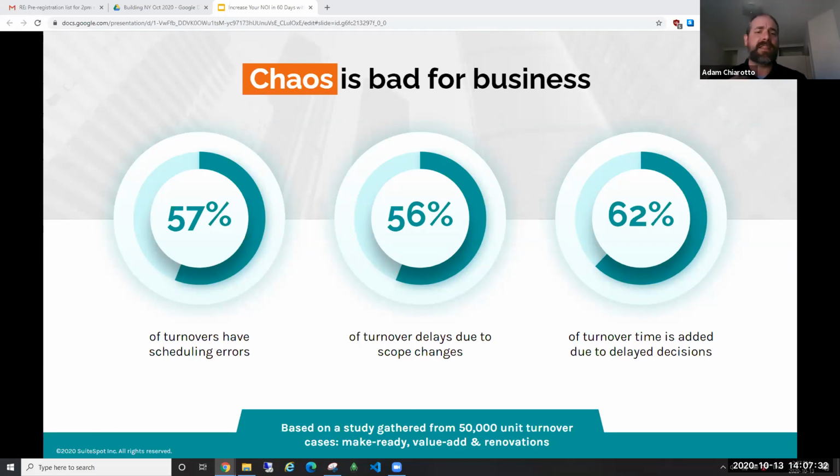So we want to make sure that when that turnover process is underway, everything is ready. We've got all the materials we need. We've got all the vendors we need. Everybody knows their marching orders, essentially. So day 1, we're going to have the trash out. Day 2, we're going to get the flooring done. Day 3, we're going to do the painting, or whatever your process is. But there's not going to be any blank space that's going to contribute to losing your NOI.